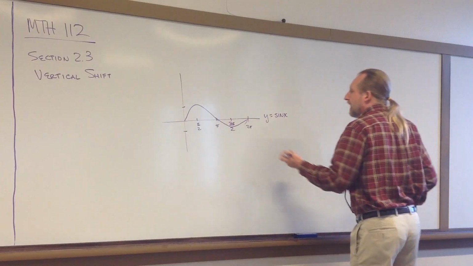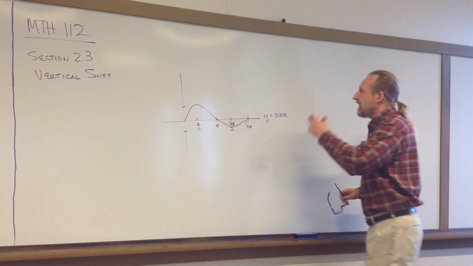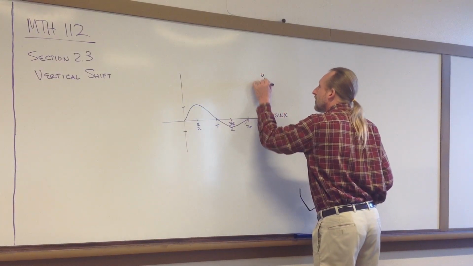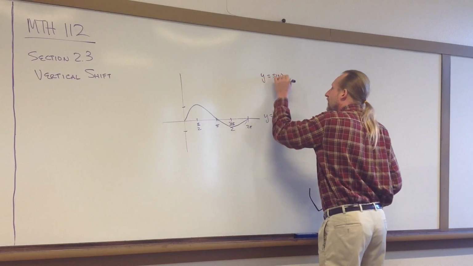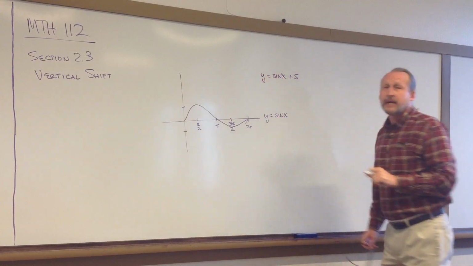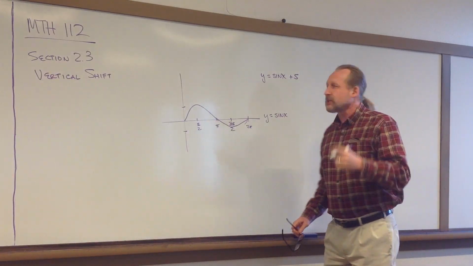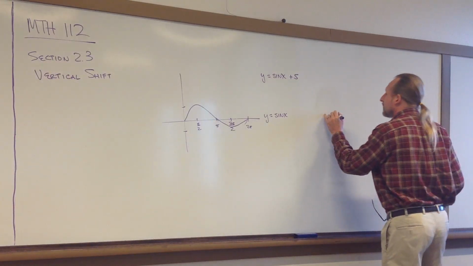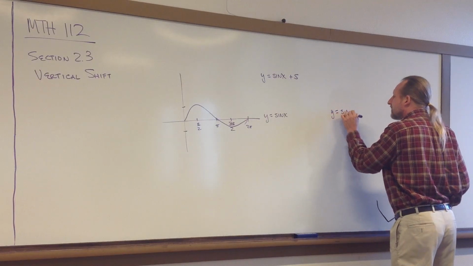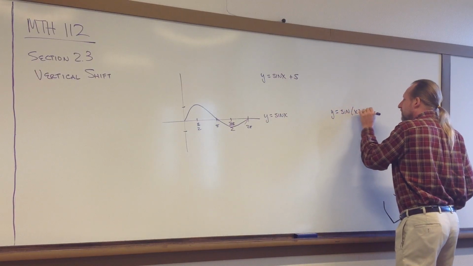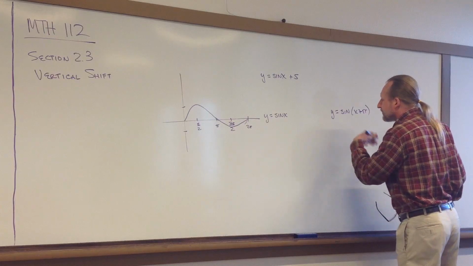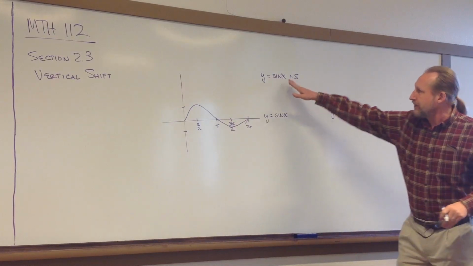Now, in the textbook I use 5 plus sine x. But typically the way that these are expressed is sine x plus 5. Now, in the next section, section 2.4, we'll be looking at things like y equals the sine of x plus pi, which is different from this, right?